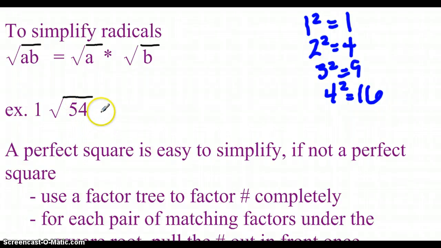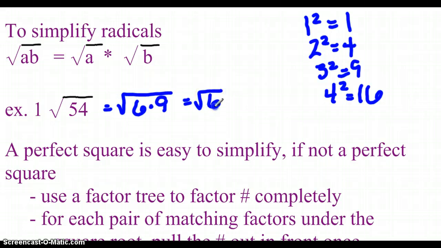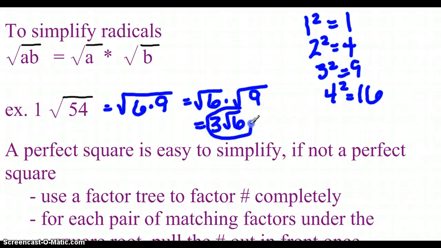So on something like example number 1, if you notice that you have 54, I know if I'm thinking about perfect squares that could be 6 times 9. And if I separate those into two separate square roots, this part would be equal to 3. I can't do anything else with this one, so it would be 3 square root of 6. Now that's what's called simplifying.